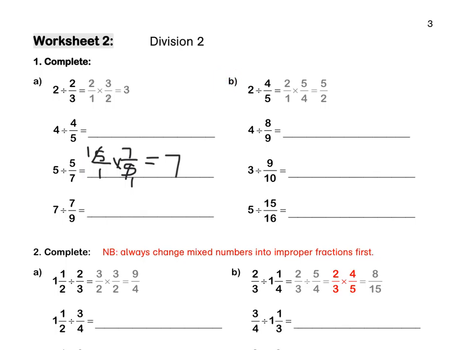Question B. 2 we write as 2/1, divided by 4/5 is the same as timesing by 5/4. We simplify in our question, and then we multiply out to get 5/2. Press pause to complete question B.